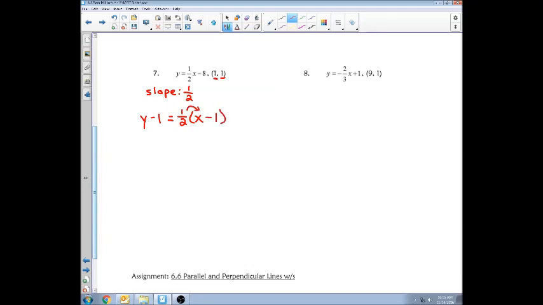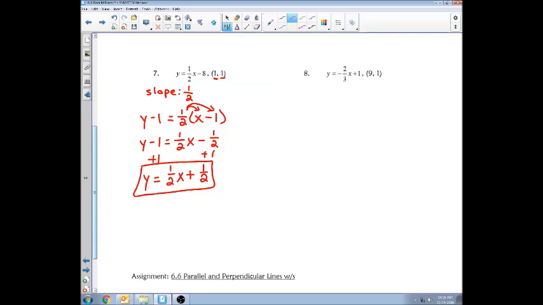Remember to distribute the 1/2. So y minus 1 would equal 1/2 x. 1/2 times negative 1 would be negative 1/2. Now I need to add my 1 to get the y by itself, so y would equal 1/2 x. Negative 1/2 plus 1 would be positive 1/2, and I am done. Okay. On to problem number 8.